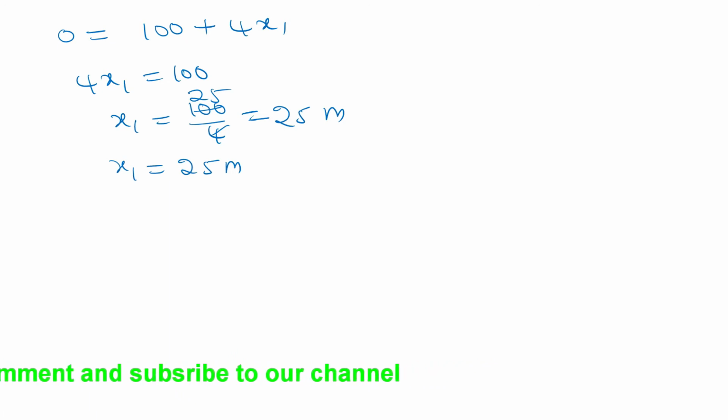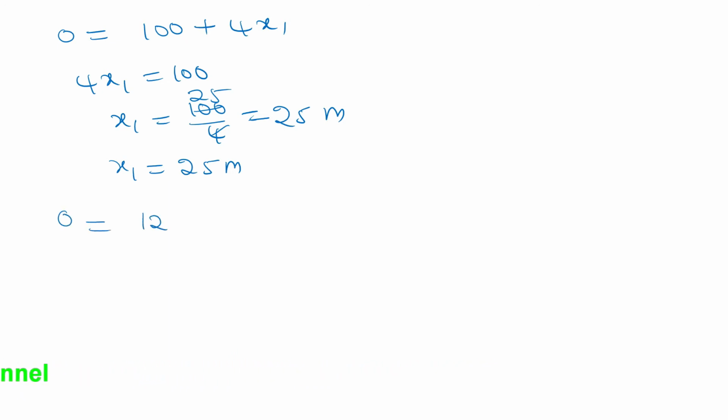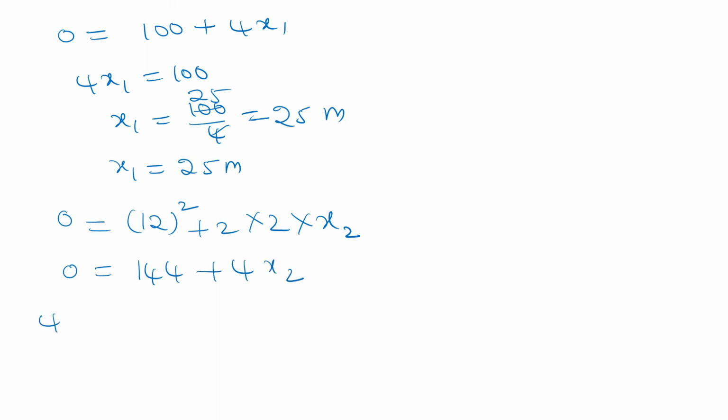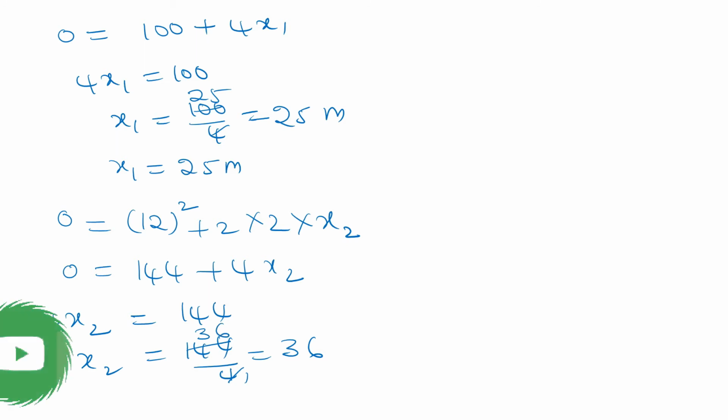And the other equation: 0 is equal to 12 square plus 2 into minus 2 into x2, where u is equal to 12 meters per second. So 0 is equal to 144 minus 4x2. So from this 4x2 is equal to 144, x2 is equal to 144 by 4. So here we are getting 36.